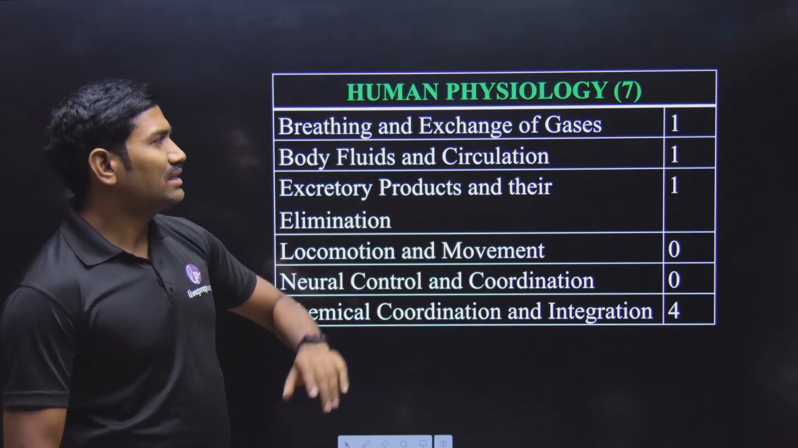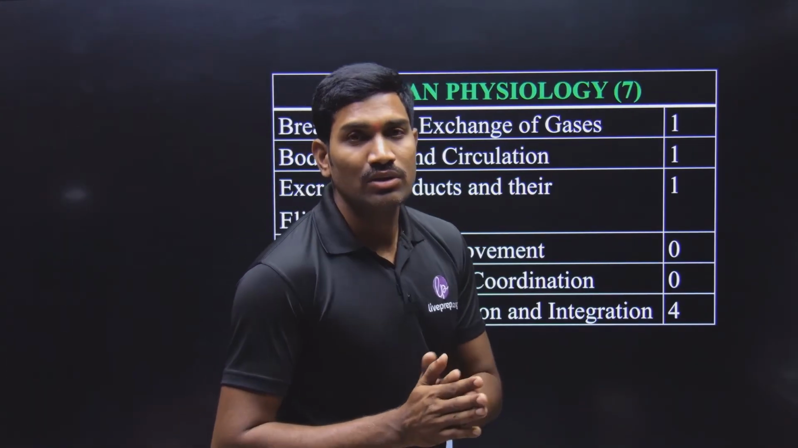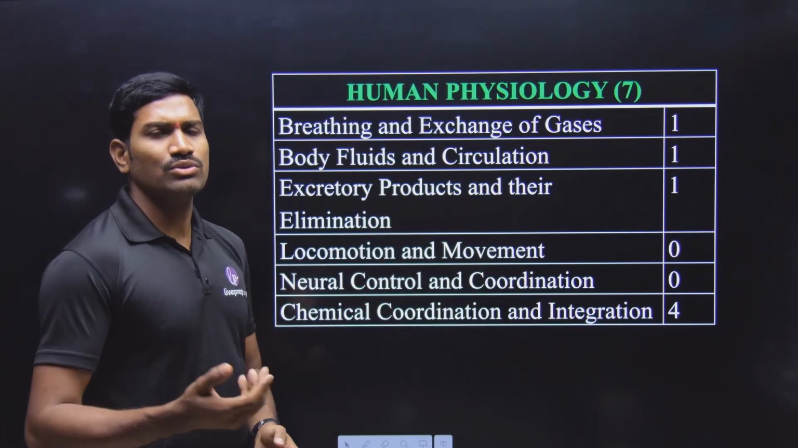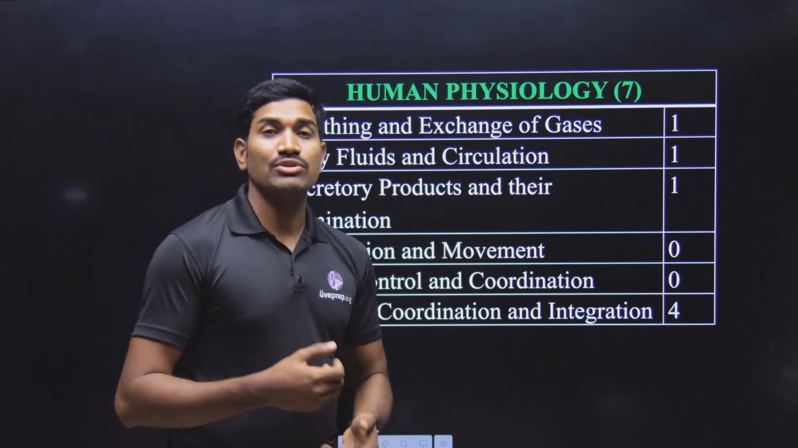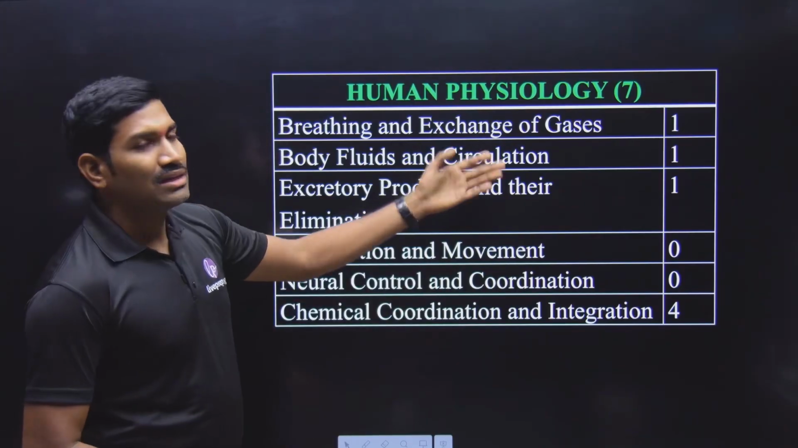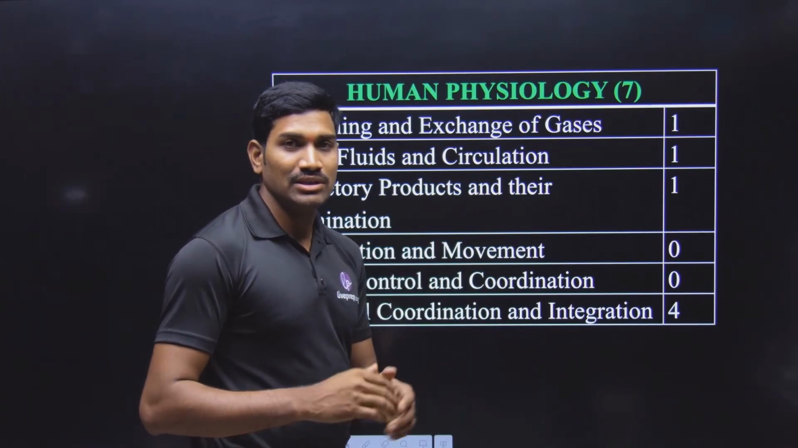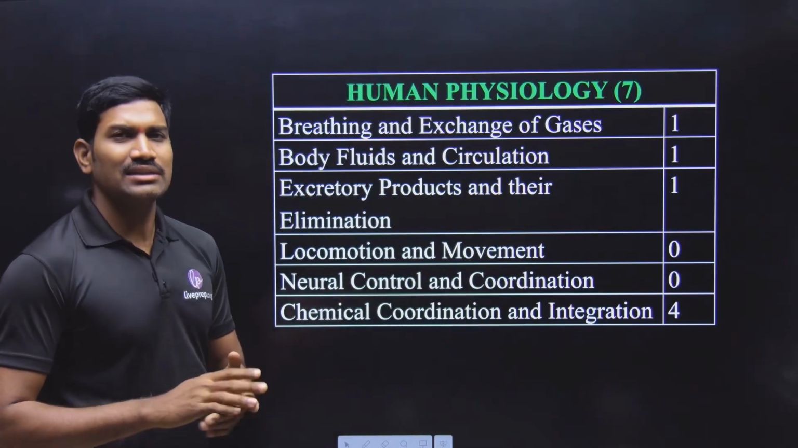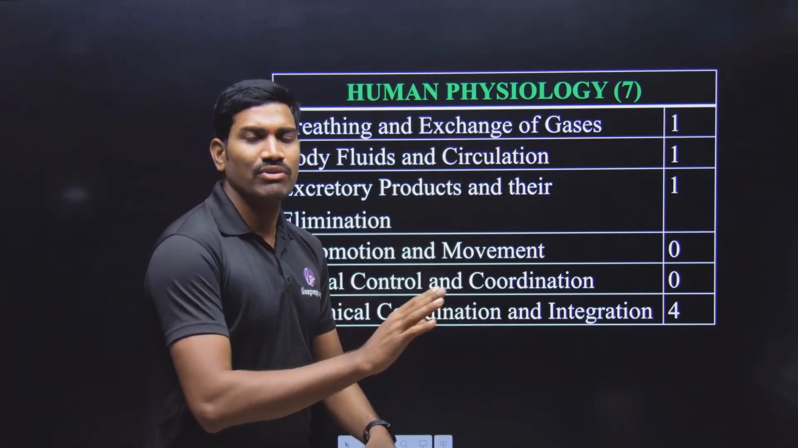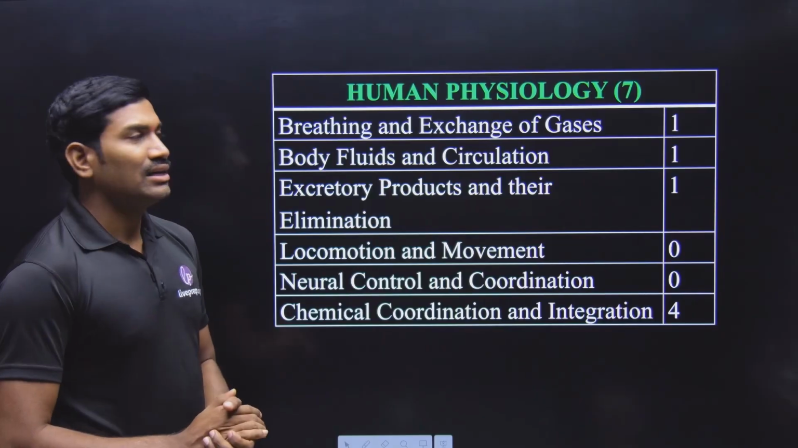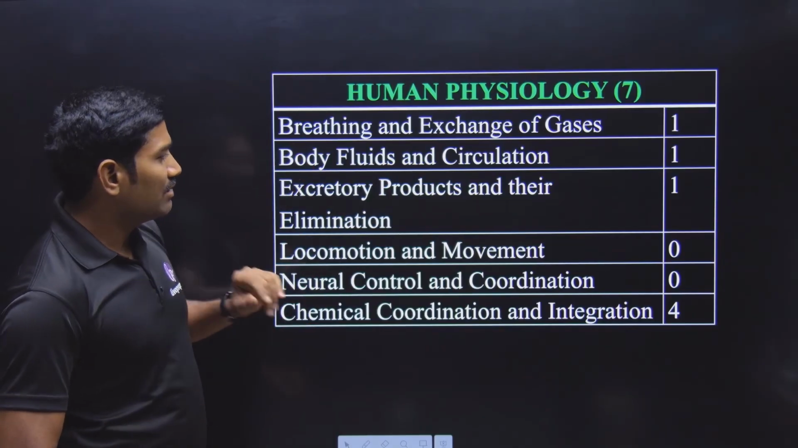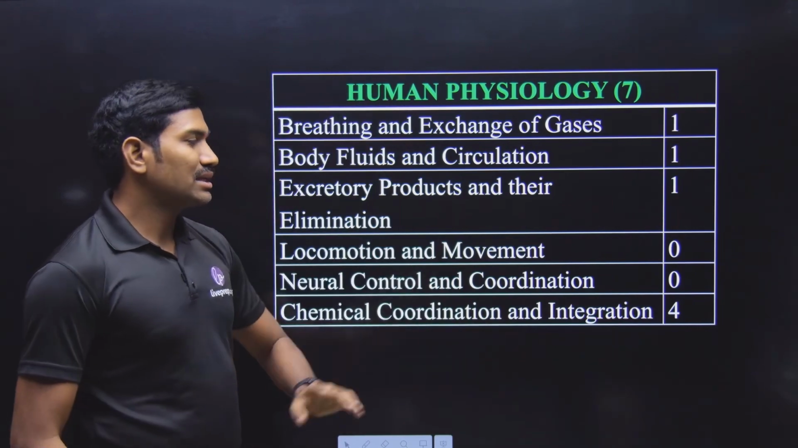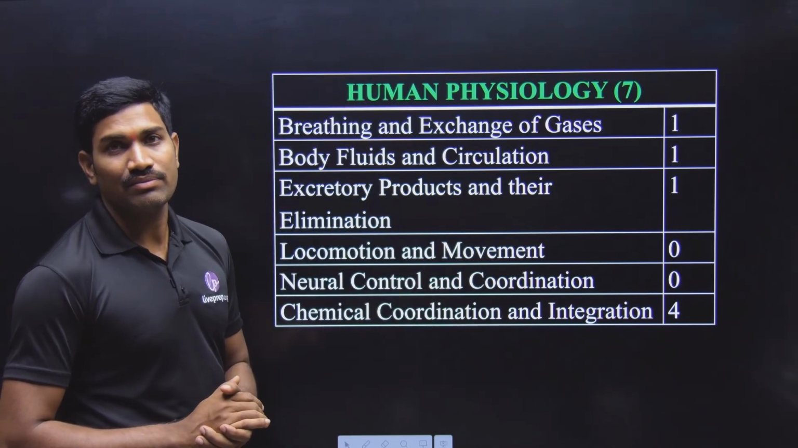Okay. Next one is regarding human physiology. A total of 6 chapters are there. So 6 into 2 on average, 2 questions from each chapter, so 12 questions should be asked in general. But nowadays, if you observe the recent 2 to 3 years, they are not asking 12 questions, but 10 to 12 in that range. But this time they have further decreased the weightage of human physiology chapters. And here, if you see, out of these 7 questions, 4 questions are purely based on the chemical coordination and integration chapter itself. Okay.